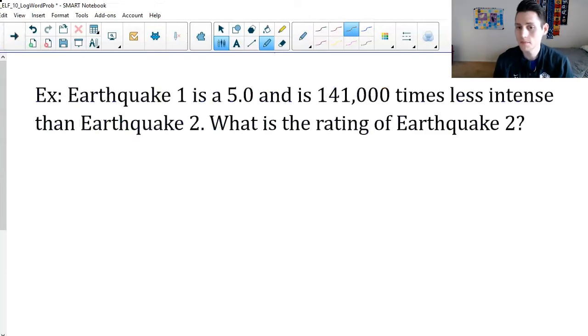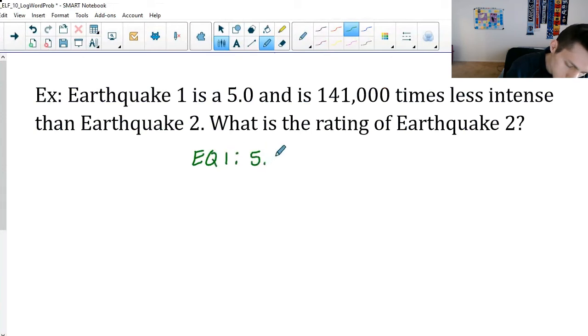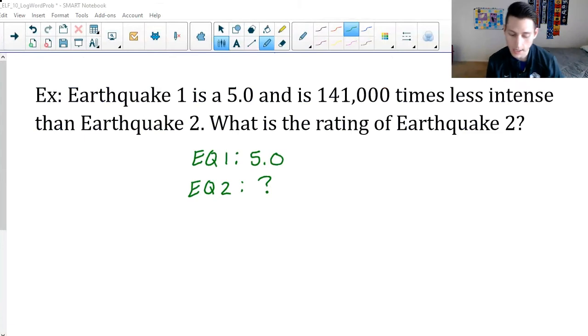Earthquake 1 is 5.0 and is 141,000 times less intense than Earthquake 2. Earthquake 2, I don't know what the actual rating of it is, but I do know when I compare their intensities, Earthquake 1 is 141,000 times less. Or another way of thinking about that is Earthquake 2 is 141,000 times more.